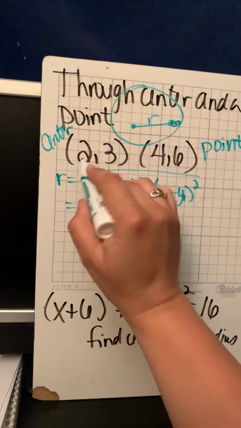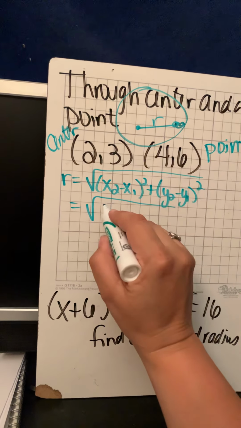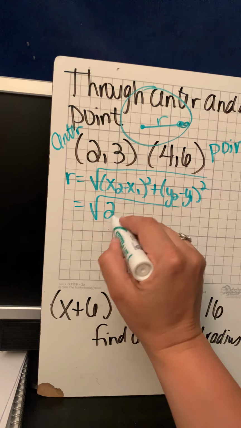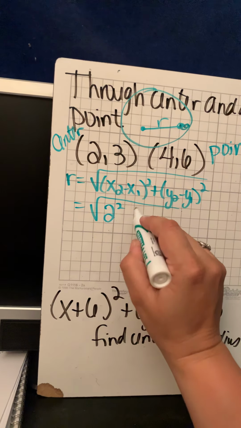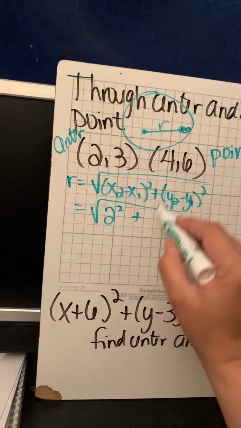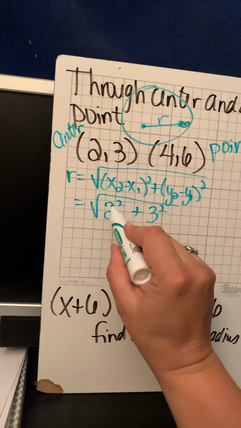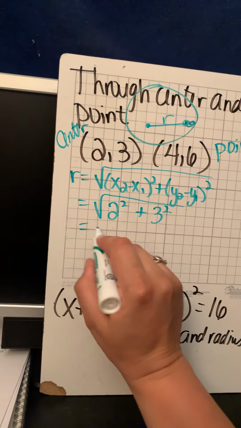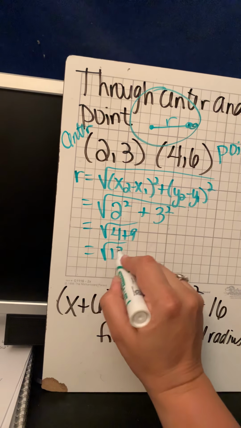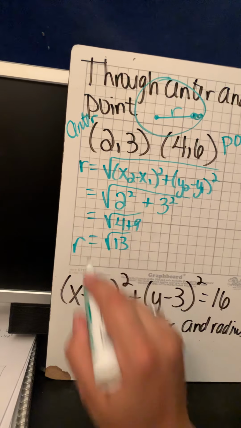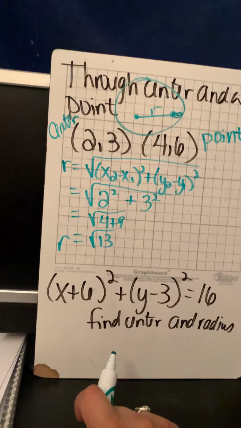So I'll plug in. x2 minus x1, 4 minus 2 squared, which is 2 squared, plus 6 minus 3 squared, 3 squared. That's 4 plus 9, which equals root 13. So now I know what my radius is. My radius is root 13.